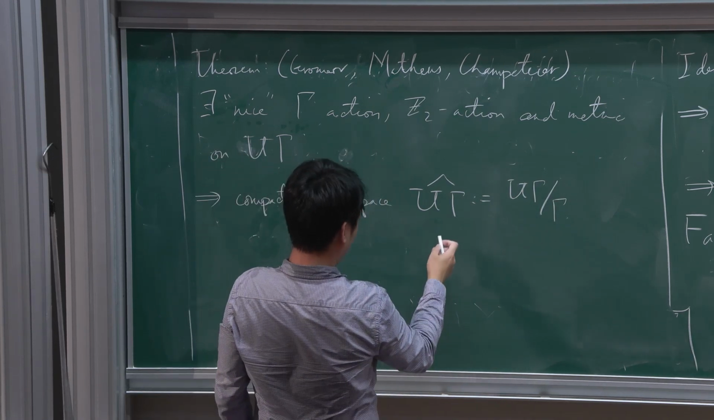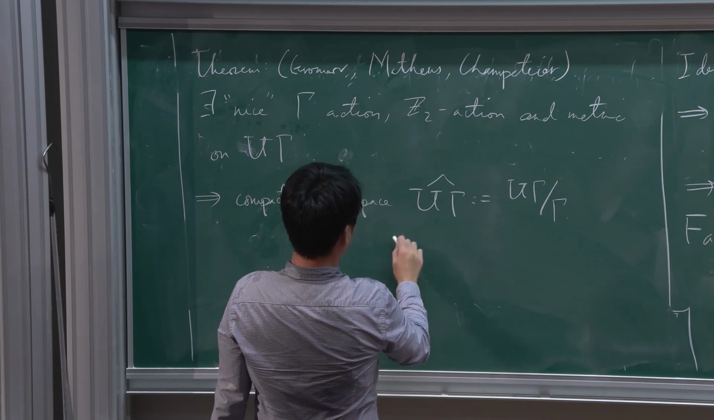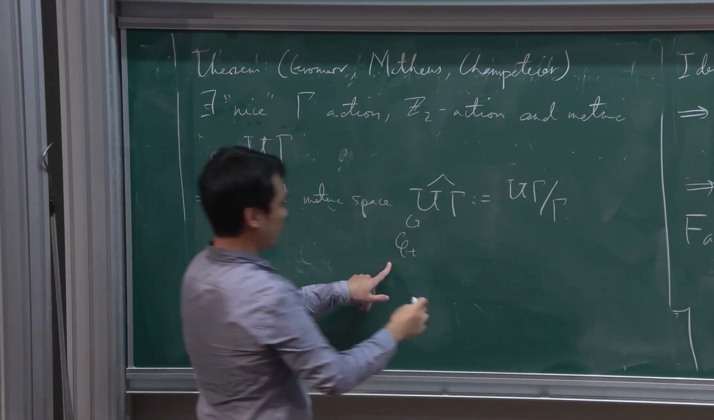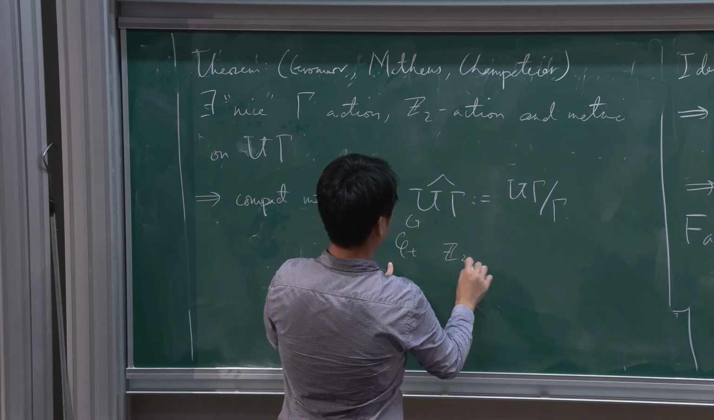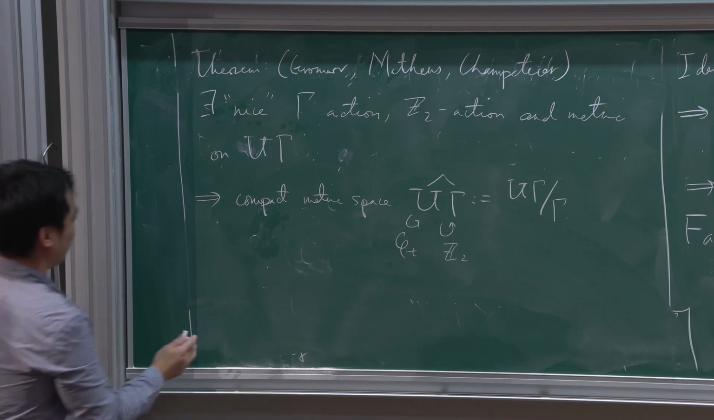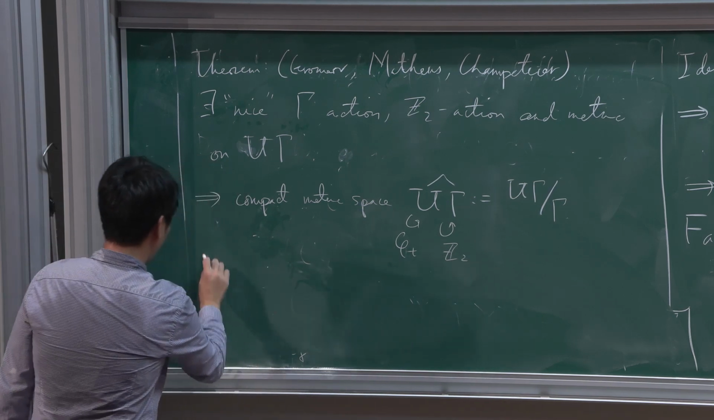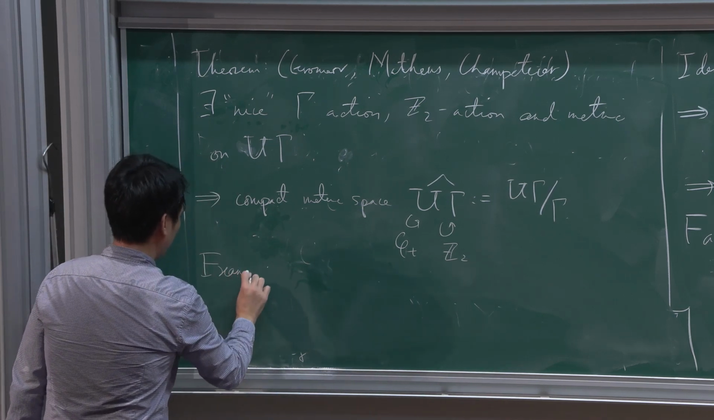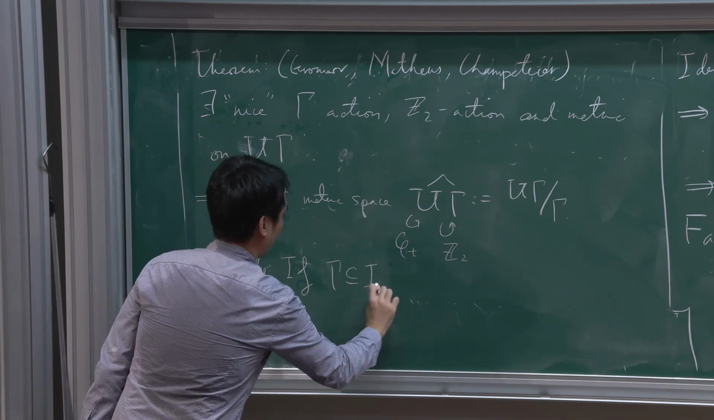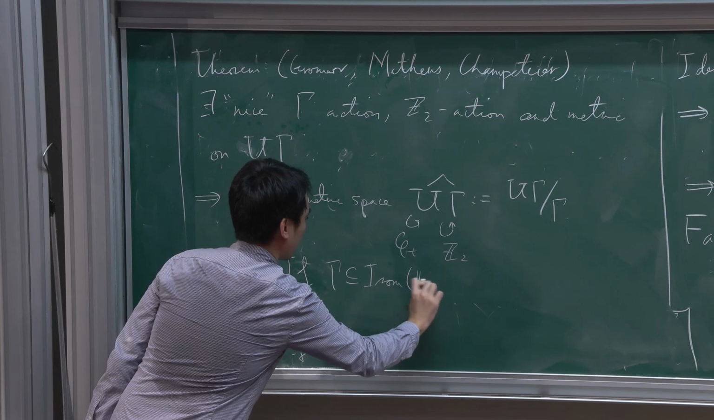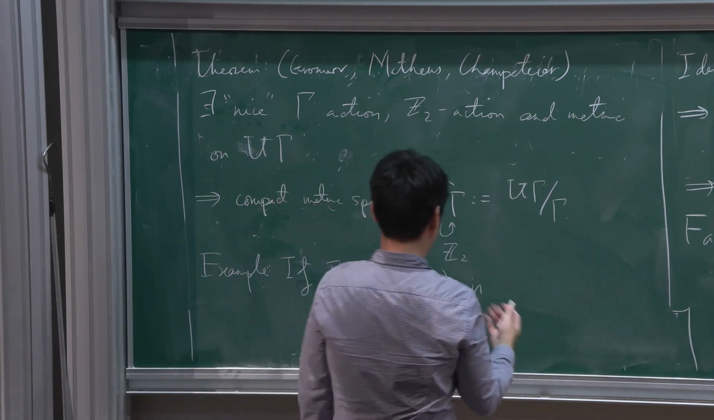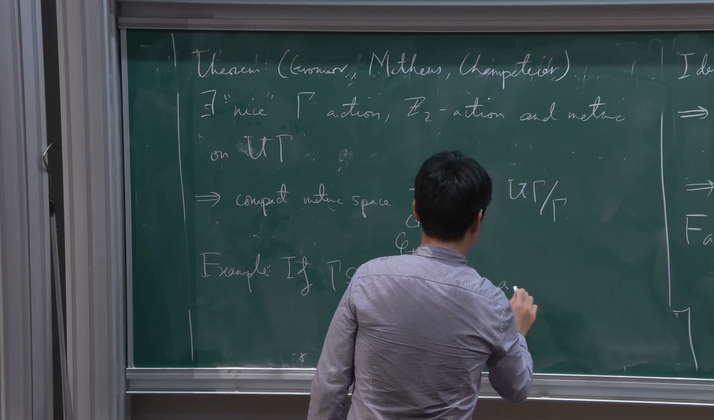Okay, and this U gamma hat is going to have a flow, which comes from the flow on U gamma, and is also going to have a Z2 action. Okay, so maybe this might be a bit abstract, so let me give you an explicit example. So if your gamma inside of Isom Hn is a uniform lattice.